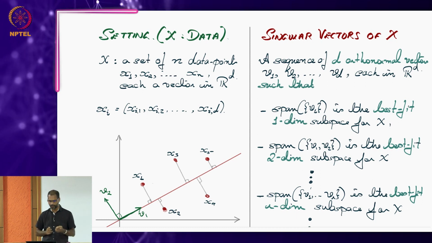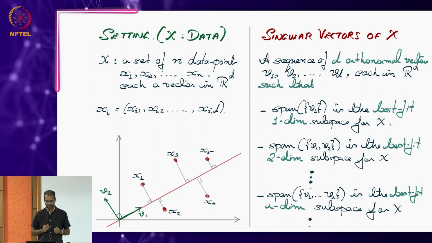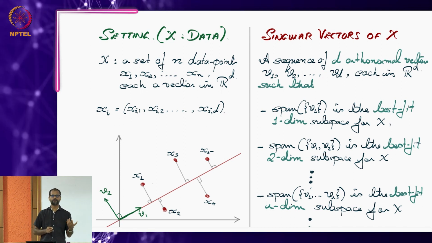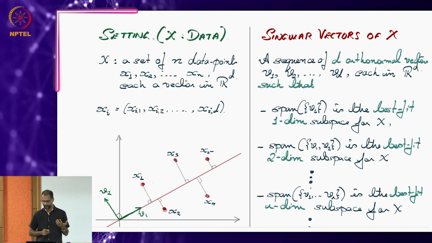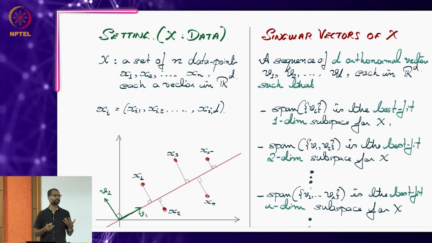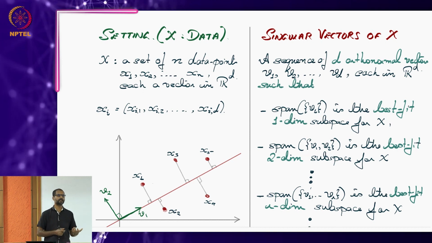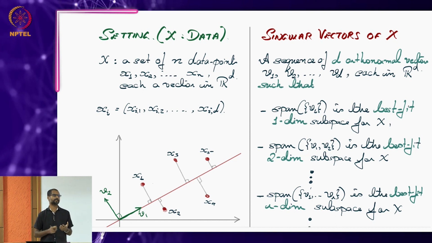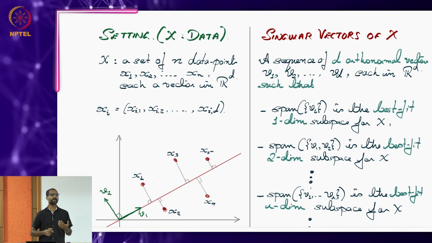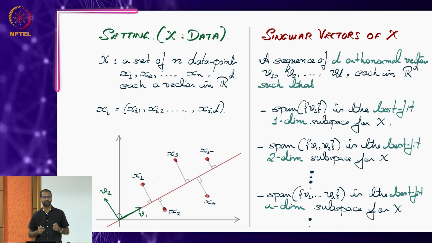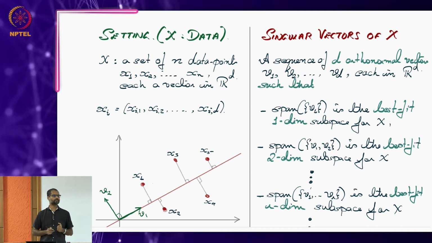I have written v1, v2, v3, etc., up to vd, such that if I take the span of the first vector, that will give me the best one-dimensional space that approximates the data. If I take the span of the first two vectors, it will give me the best two-dimensional space that approximates the data, and so on. Okay, so this is what singular vectors of data mean. If you understood, please raise your hand.